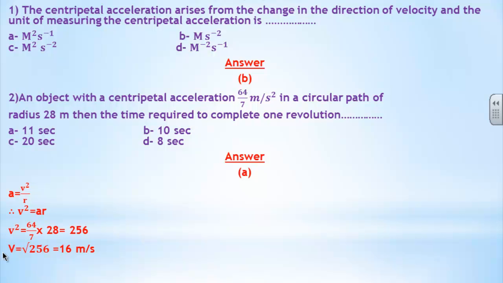At the first we get v, the tangential velocity, to get the periodic time. Periodic time is the time required to make one revolution. So periodic time equals 2 pi r over v, equals 10.99, approximately 11 second. Number A.